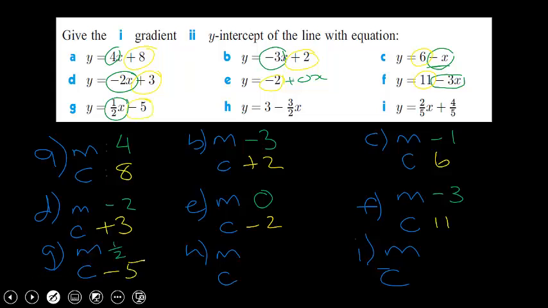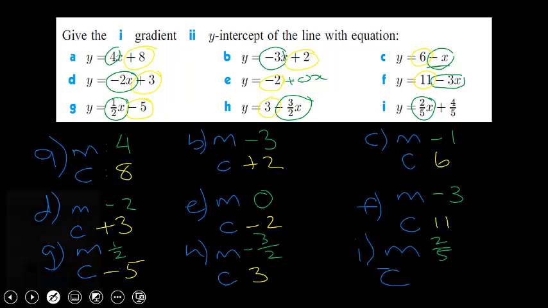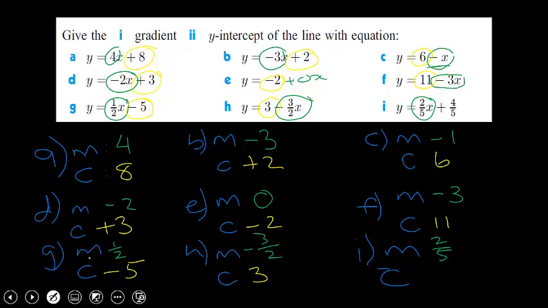Don't forget the sign. My m value on H is going to be minus 3, and my c value is going to be positive. I, my m value is going to be 2 over 5 for the x. My c value is going to be 4 over 5. And that's how we answer this question. Easy as pie. You read the equation and already you can see gradient and y-intercept.